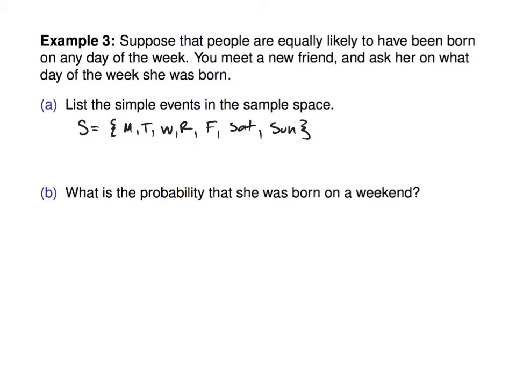What is the probability that she was born on a weekend? So that's probability of Saturday or Sunday. And those are technically mutually exclusive events. So that's probability of being born on Saturday plus probability of being born on Sunday. And each of those occurs with probability 1/7.